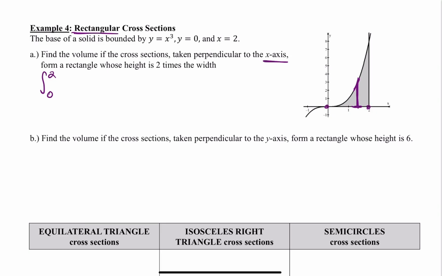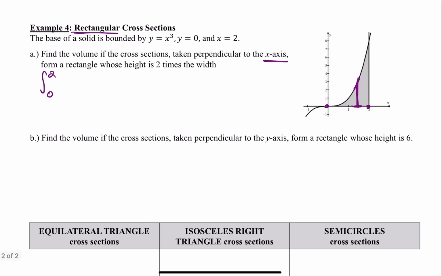From 0 to 2 of, let's see, the width of that rectangle is going to be whatever x cubed is minus, and then really that's just going to be 0. I didn't even need to write that, but that's just so you guys can see it, and I don't feel like editing this. So anyways, that's going to be the width of my rectangle. Now they say that the height of the rectangle is 2 times whatever the width is. So that's really not that bad. You just got to multiply 2 by whatever the width was, which was x cubed, and then dx.